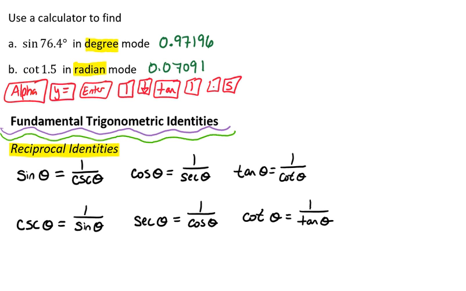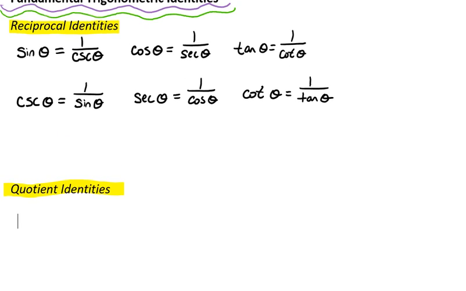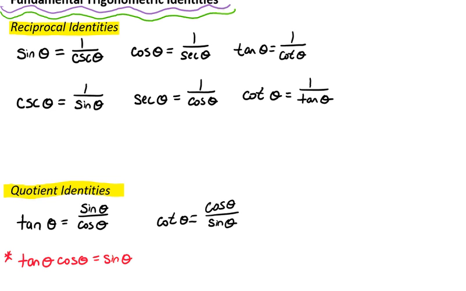Let's go over some other fundamental trigonometric identities. Another identity that we have is the quotient identities. If we have the tangent of theta, that can also be written as the sine of theta over the cosine of theta. And using some multiplication, that tells us also that the tangent of theta times the cosine of theta equals the sine of theta.